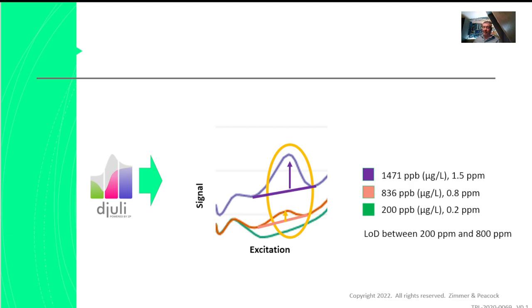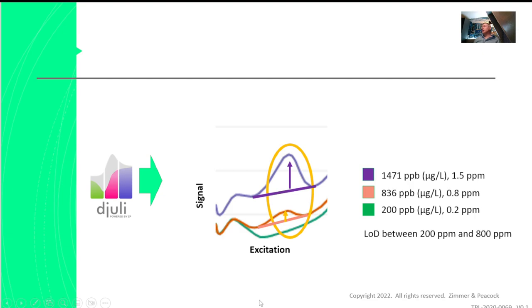But we can clearly see the signal at 800 ppm, and we're struggling to see the signal at 200 ppm. So our limit of detection is somewhere above 200 ppm and below 800 ppm. The more data we gather, the more certainty we can have.